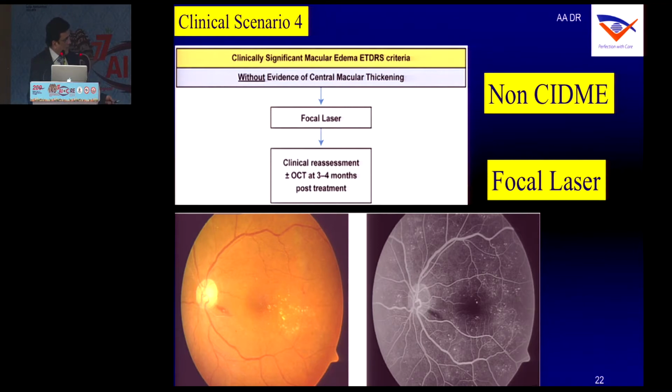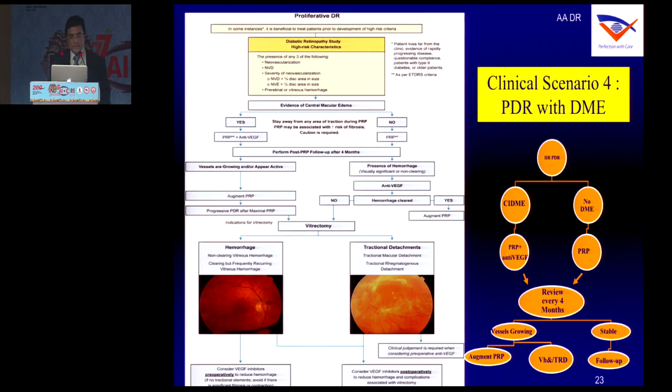If you have extrafoveal macular edema, you identify the macular aneurysm by the angiography and you treat it with focal laser. If you have a PDR patient, then with a PDR, if you have DME, which you treat with anti-VEGFs and then do laser, and eventually if you have vitreous hemorrhage, which Vishal will be talking about, you do vitrectomy. If you don't have any diabetic macular edema, central involving, you can go ahead directly with PRP.